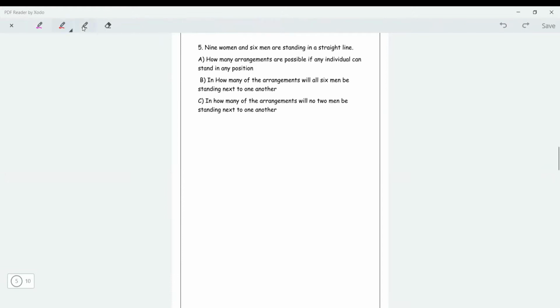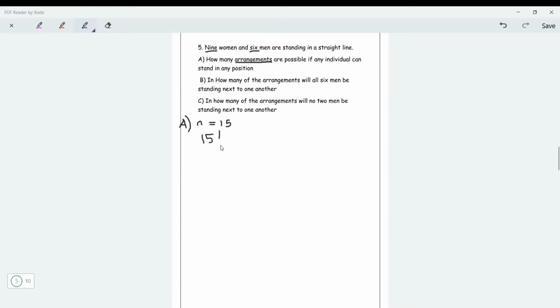If there are no restrictions, it is permutation. Right? Arrangement is permutation. So 9 women and 6 men, that tells you for part A, n equals 15. That's for part A. Then what do you want? If they're standing in any position, it's just going to be 15 factorial.